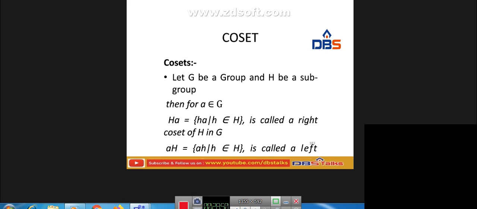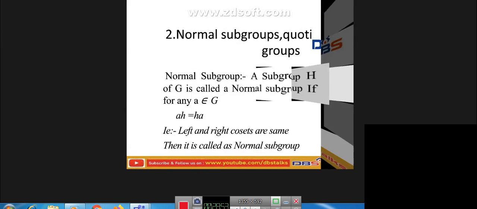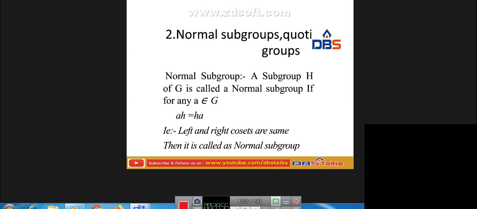Next one, normal subgroups and quotient groups. A subgroup H of G is called a normal subgroup if for any A belongs to G, AH equals HA, that is, the left and right cosets are the same. Then it is called a normal subgroup.